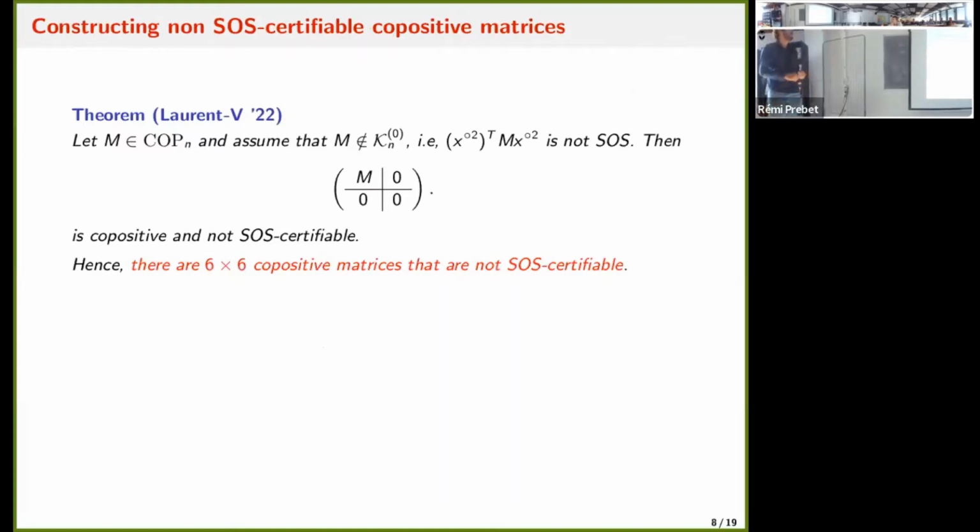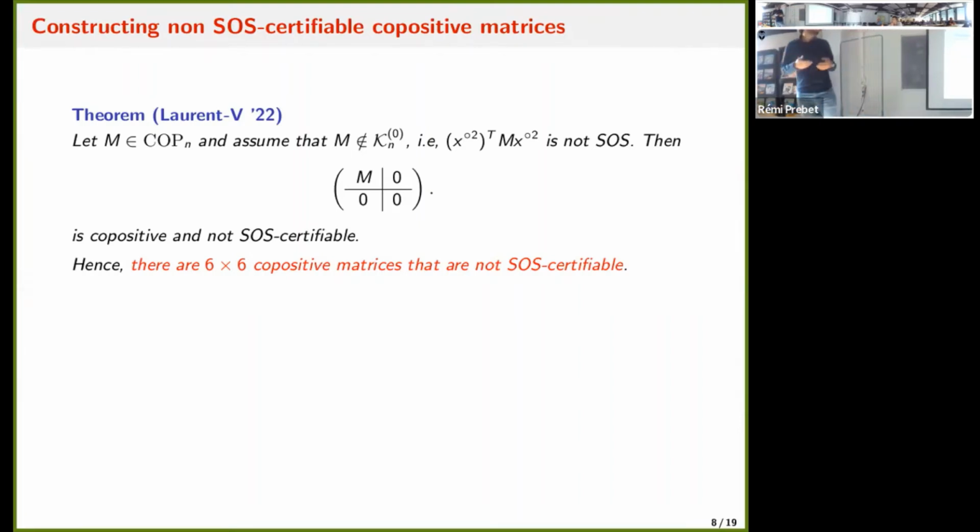But we can show actually that that's not the case. We can show that there are copositive matrices that are not SOS certifiable in the following way. If you have a matrix M which is copositive, and we assume that M is not in the cone K_{n,0}, it means that the associated polynomial is not a sum of squares. For example, the Horn matrix is copositive and not a sum of squares. Then, when adding one zero row and column, this matrix is copositive and not SOS certifiable.